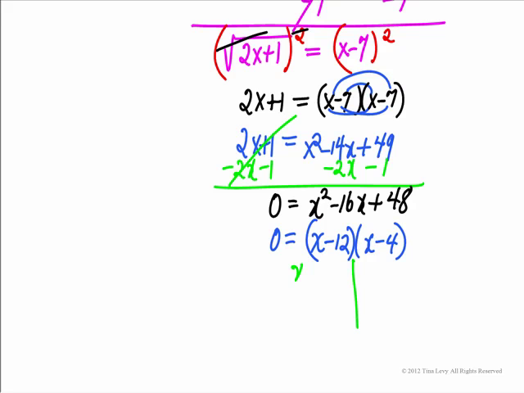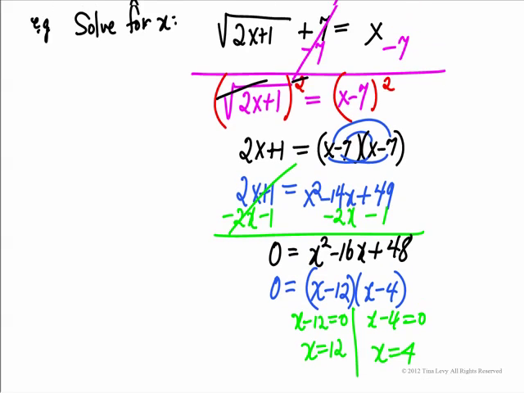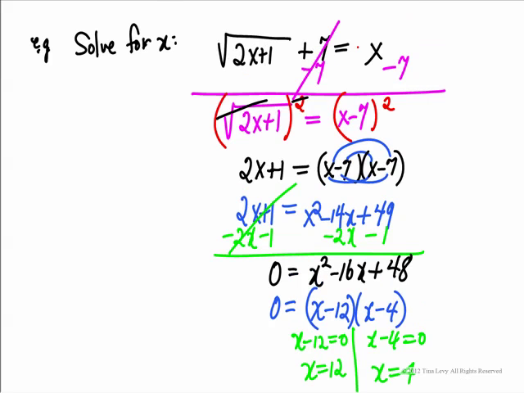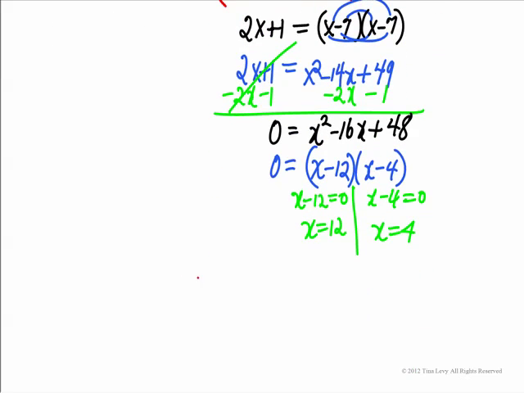We now can see that x minus 12 is 0, so x would be 12, and x minus 4 is 0, so x would be 4. So these are two possible results. In order to see if both of these work, because we have to worry about extraneous solutions, we have to go back to the original equation. And the original equation was radical 2x plus 1 plus 7 equaled x. So we are going to have to check 12 and 4, substituting in for x.